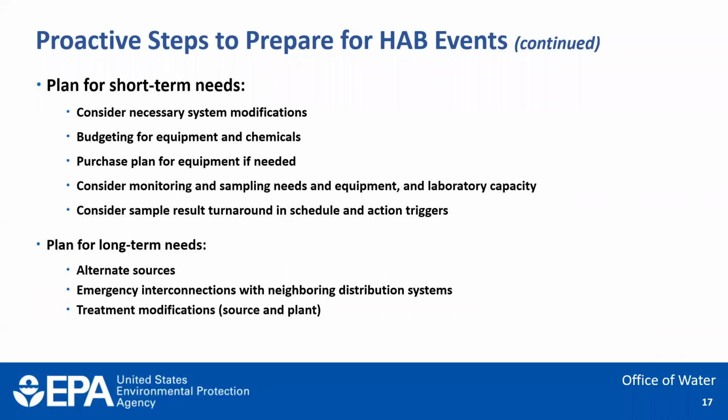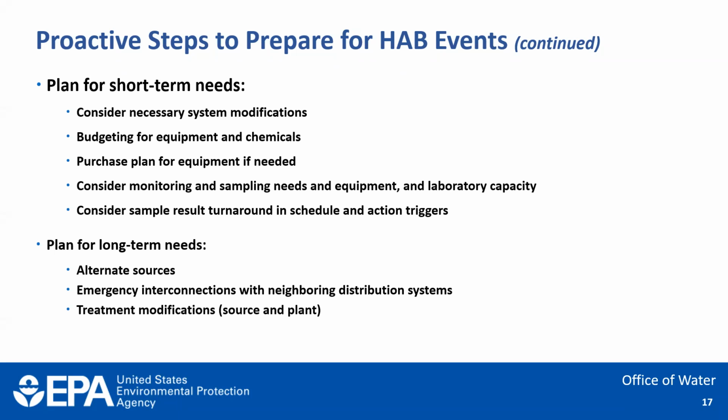So thinking about planning for short-term needs and long-term needs, I've got several bullets listed here. Consider any necessary system modifications, like our group talked about during the oxidation workshop, maybe adding some baffling to the clear well to improve the efficiency of the clear well, increasing the baffling factor. But budgeting for equipment and chemicals, if during a HAB you're going to need a bunch more PAC, maybe budget for that during HAB season.